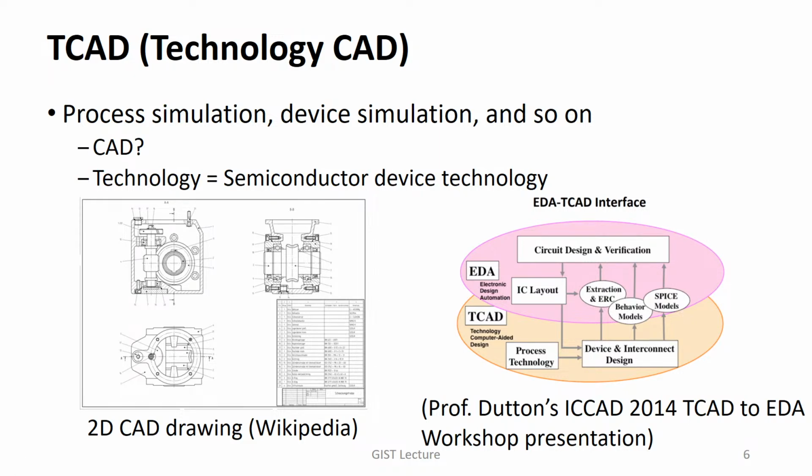CAD drawing means that if we have a certain mechanical structure or building, airplane, car, if we have complicated structures, it would be very difficult for us to design with hand drawing. So CAD was originally used for computer aided design. The structure or shape was of interest. However, when you say TCAD, technology CAD, it is not just for the shape of our transistors.